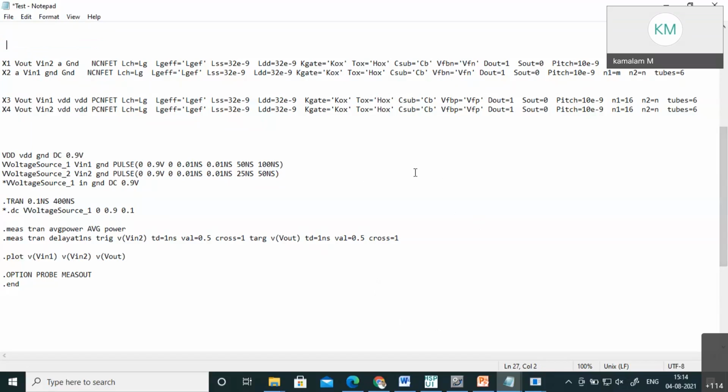Any other question? For N MOSFET also same. Are you asking about NG spice? I am not aware of NG spice. Let me check. I use HSPICE only.